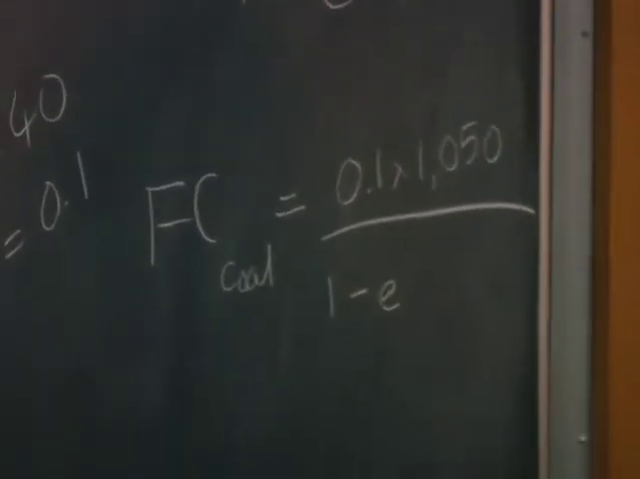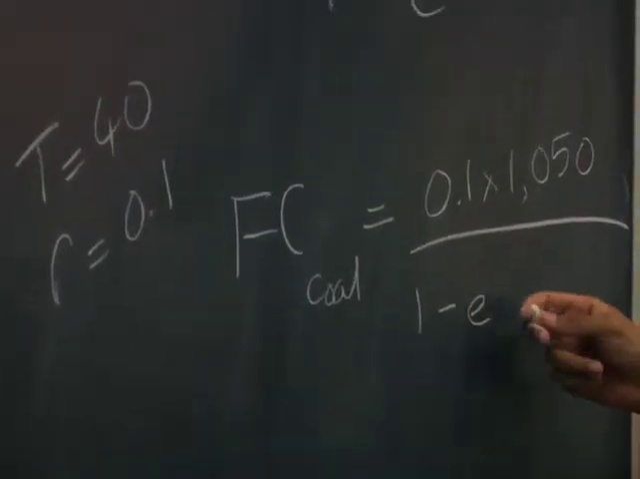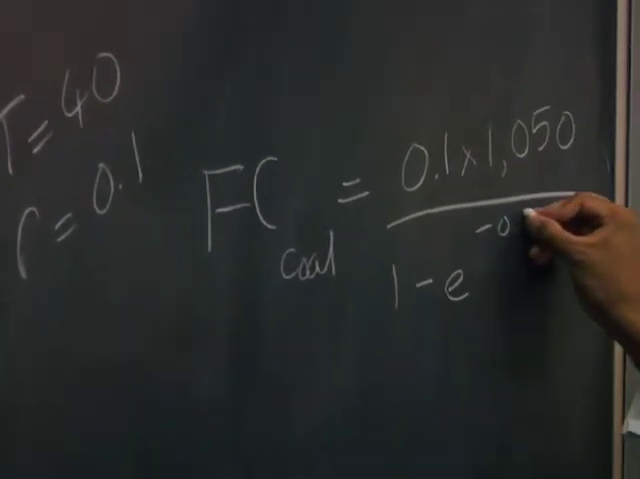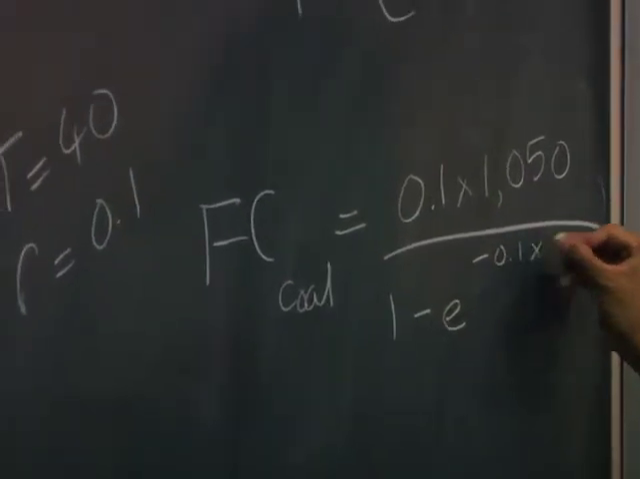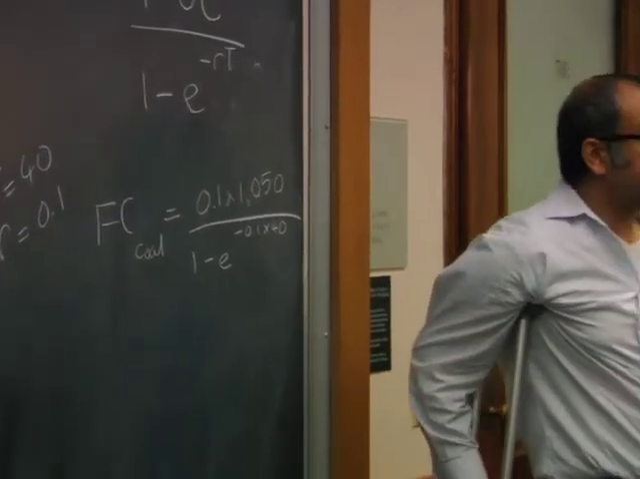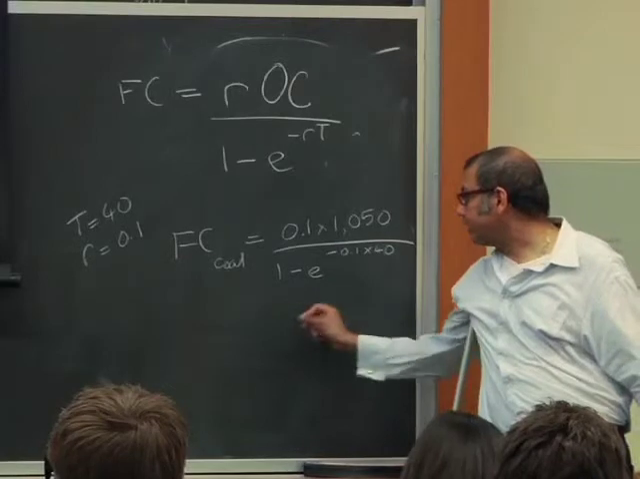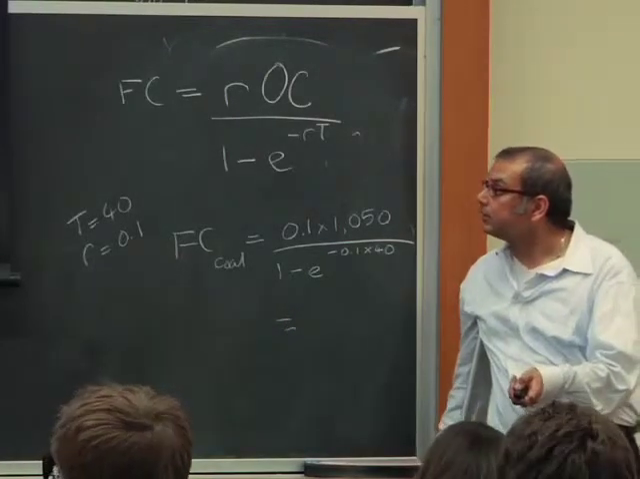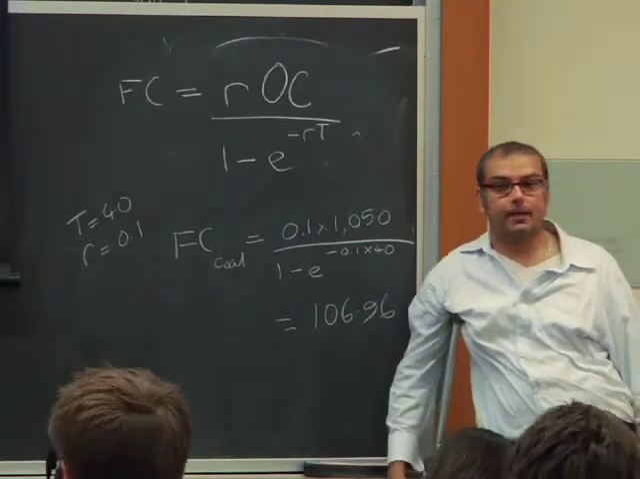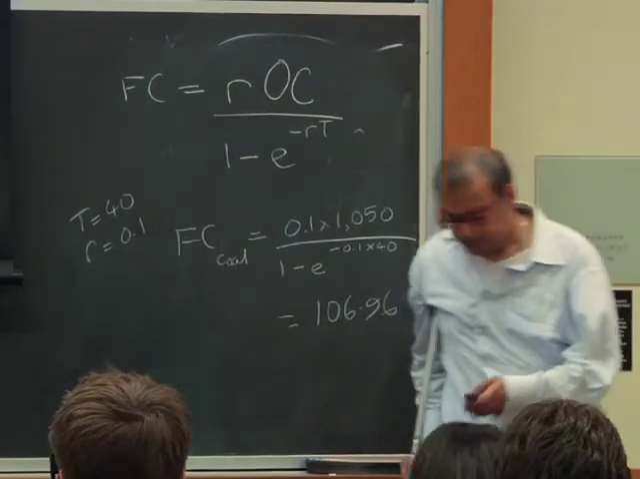e. Remember, e is a constant, approximately equal to 2.71, raised to the power minus RT, so that's going to be 0.1 times 40. Okay? So you'll need a calculator that has e in it. And when you calculate this out, you should get 106.96. Okay? Or you can do it in Excel.